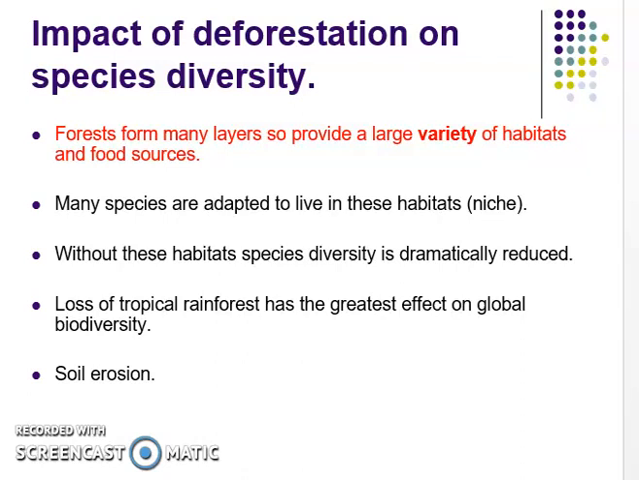So if you go down to near the bottom one, it says loss of rainforests has the greatest effect on global biodiversity. The loss of any forest, but obviously definitely of tropical rainforest. So the idea is just going back to that top layer in red. By removing those, we are reducing the variety of habitats and food sources. Therefore, we will reduce the species diversity. If animals have got nowhere to live, if we remove their homes, then the species diversity will go down.